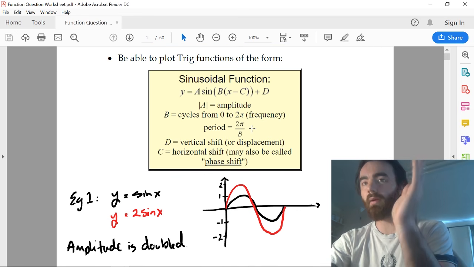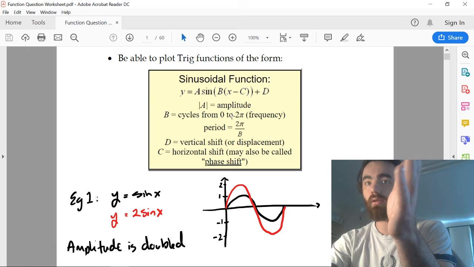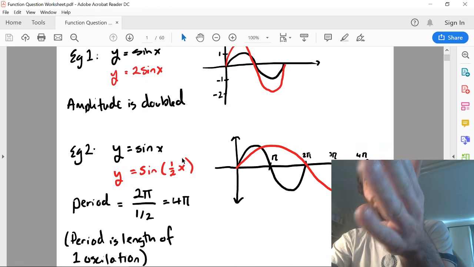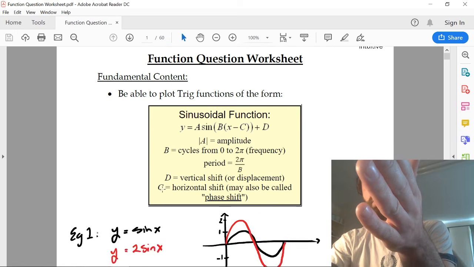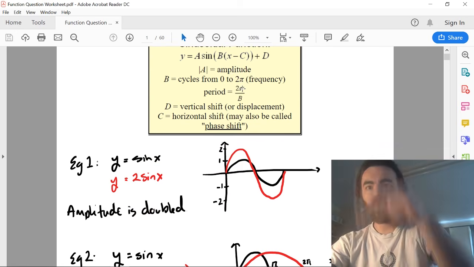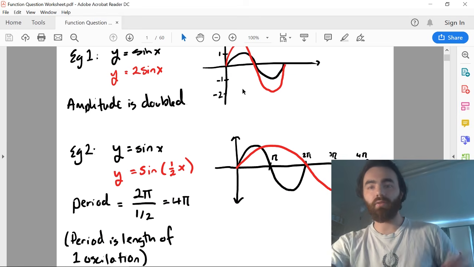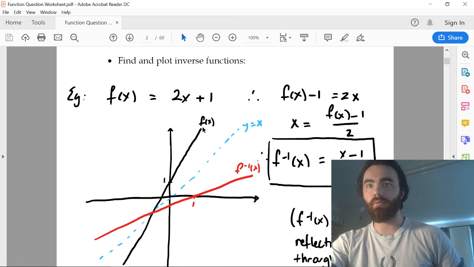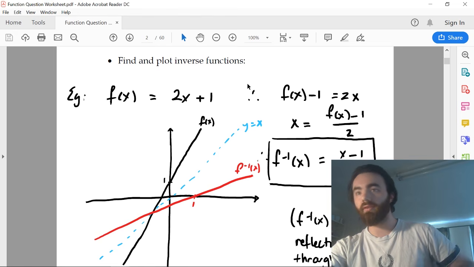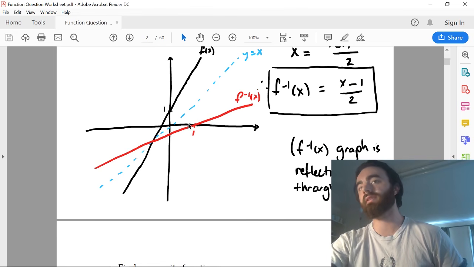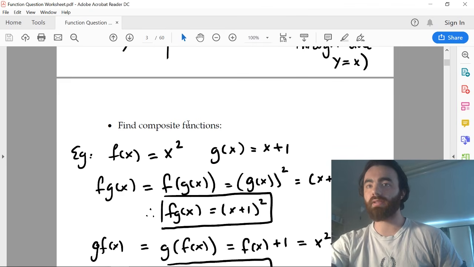Basically what you need to know, you need to be able to plot trig functions, and I give you examples of when you change different variables, you change the amplitude, the phase, shifting it up and down, shifting it horizontally, all that stuff. I give you all those examples. You need to be able to plot the inverse. You need to find and plot inverses of functions, and I show you that. It's just a reflection through the y equals x axis. So just go through and make sure you understand that.